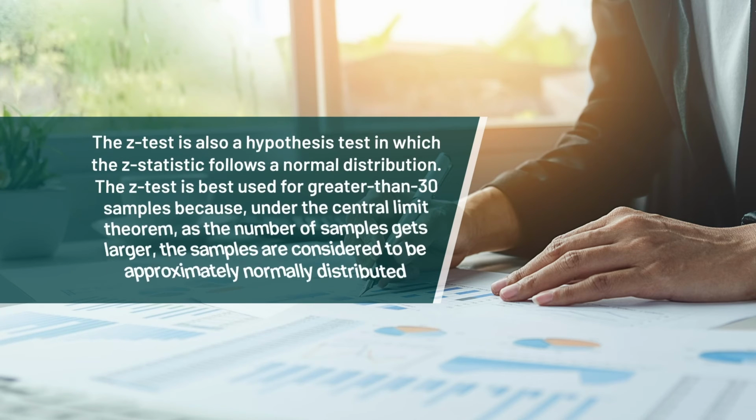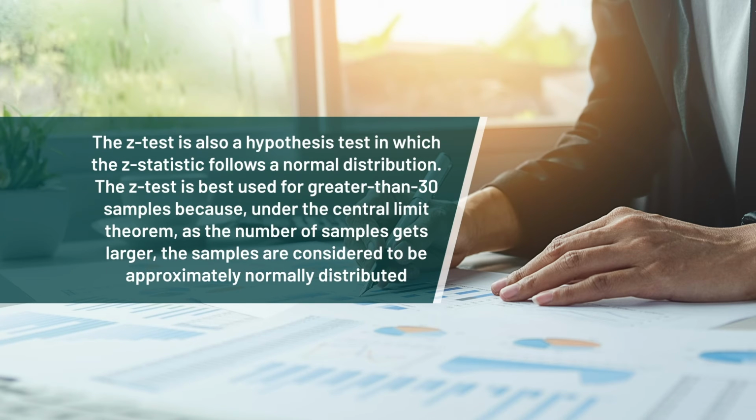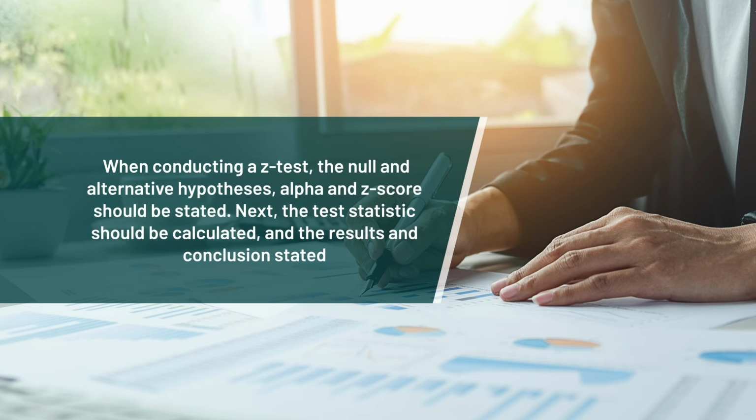If the standard deviation of the population is unknown, the assumption is made that the sample variance equals the population variance. So the Z test is also a hypothesis test in which the Z statistic follows the normal distribution. The Z test is best used for more than 30 samples because, under the central limit theorem, as the number of samples gets larger, the samples are considered to be approximately normally distributed. When conducting a Z test, the null and alternative hypotheses, alpha, and Z score should be stated, the test statistic should be calculated, and the results and conclusion stated.